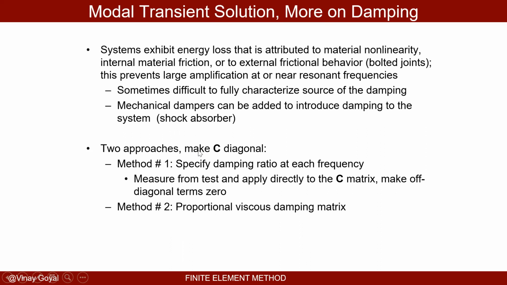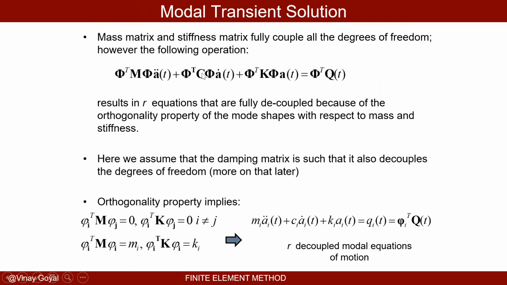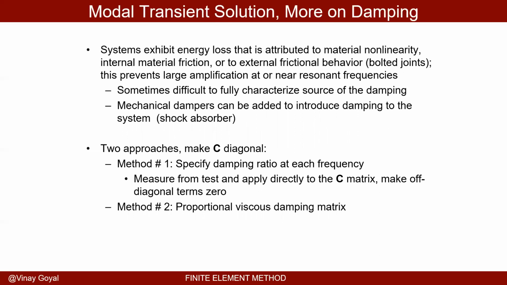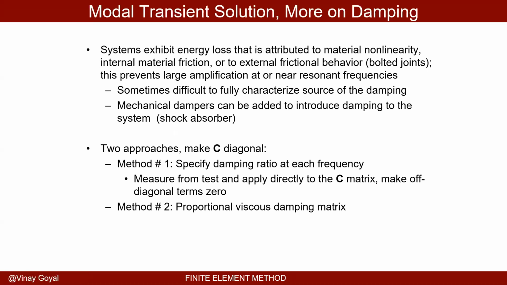But two approaches are used to make C bold, the damping matrix here, diagonal. I want to talk more about that. You can specify the damping ratio at each frequency. So you can measure from test and apply it directly to the C matrix and make all the off-diagonal terms 0. So you can specify a damping ratio for each of the frequencies, and not worry about the coupling that could occur here. So you can directly do that there, calculate those C's.